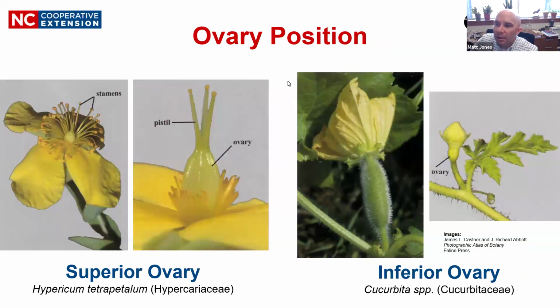Another character that can vary within flower morphology is the relative position of the ovary compared to the rest of the parts of the flower. So the default, perhaps the more common position, is a superior ovary. So superior meaning above. So the ovary is clearly above the other parts of the flower. So you see that the stamens and petals and sepals all attach below the ovary. But in plants with inferior ovaries, the ovaries are beneath the sepals, the petals, and the stamens.